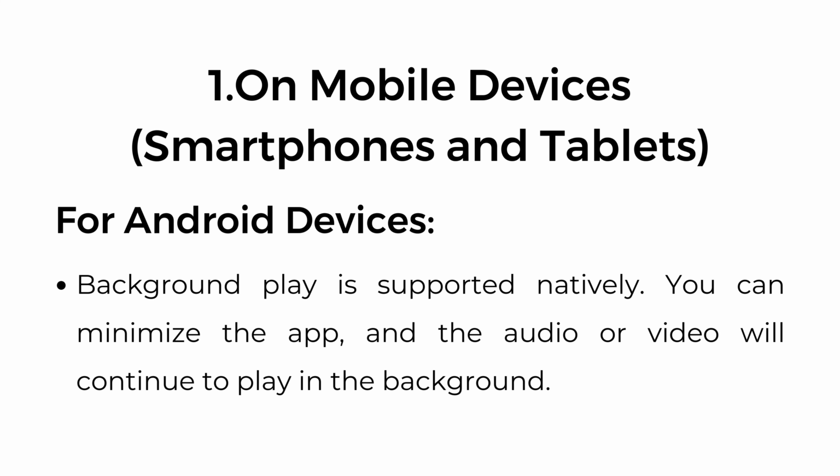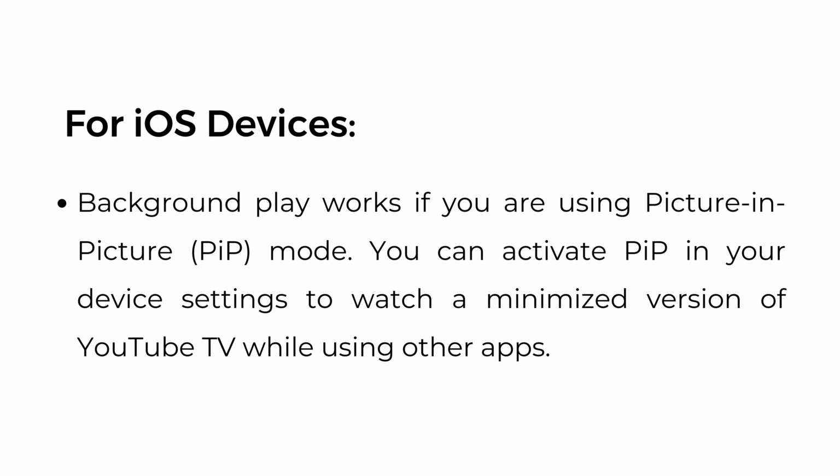Number 1. On mobile devices, smartphones and tablets. For Android devices, background play is supported natively. You can minimize the app and the audio or video will continue to play in the background. For iOS devices, background play works if you're using picture-in-picture mode. You can activate PIP in your device settings to watch a minimized version of YouTube TV while using other apps.